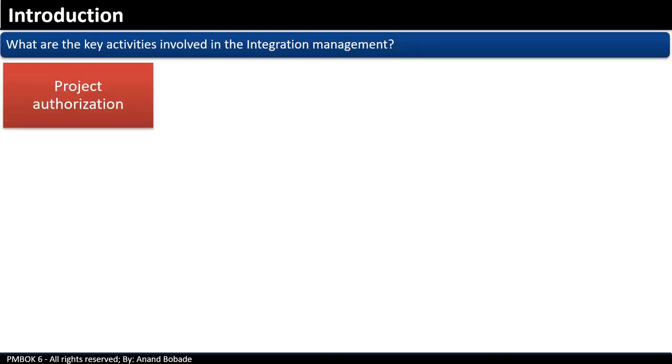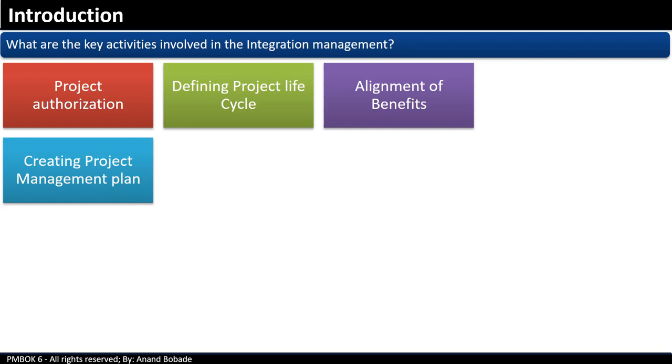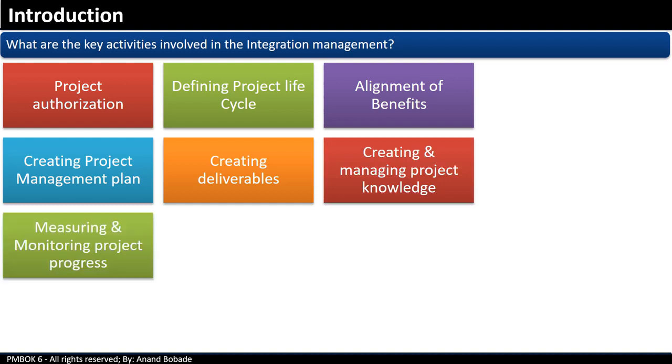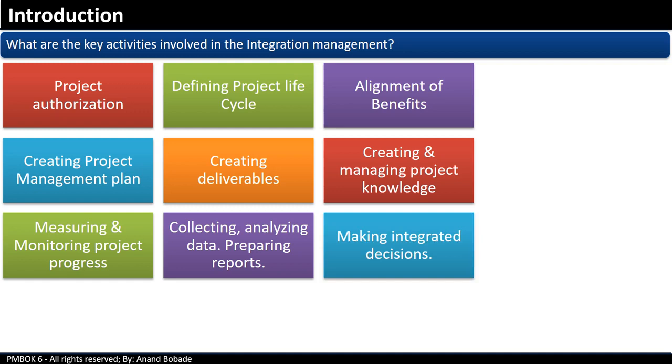What are the key activities involved in integration management? It starts with project authorization, defining project lifecycle, alignment of project benefits, creating the project management plan, creating deliverables, creating and managing the project knowledge, measuring and monitoring project progress, collecting, analyzing data, preparing reports, making integrated decisions, closing the project or contract.